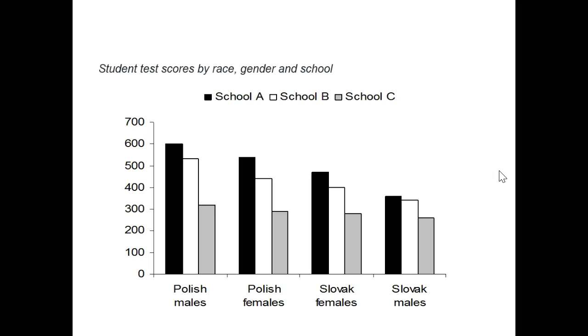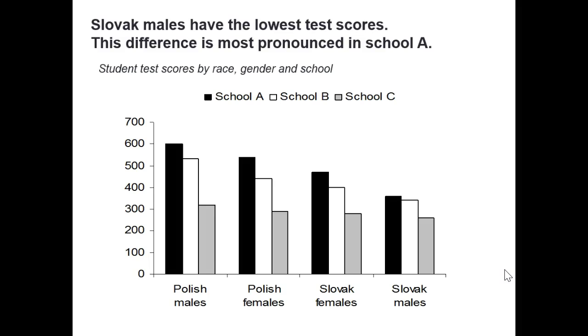So here's an example of, we saw this a little bit ago. I've ordered this by focusing on gender, race groups. And this tells one story, and it really kind of emphasizes and focuses our attention on the poor performance of Slovak males. Of course, in a graph this complicated, there are secondary, tertiary stories.